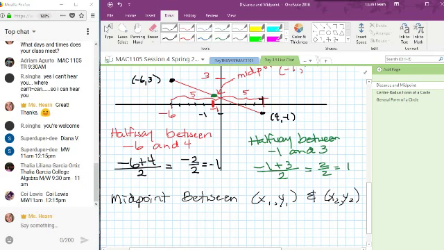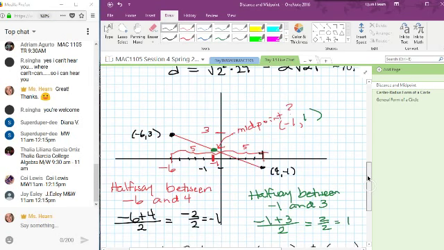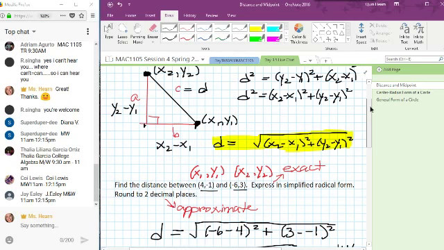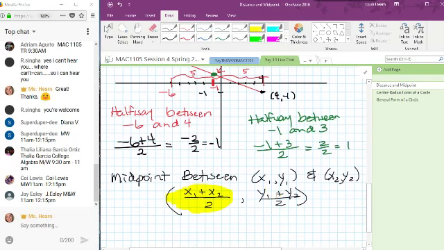Coordinate separately. The x coordinate is going to be the average of x1 and x2, so x1 plus x2 over 2. And the y coordinate is going to be y1 plus y2 over 2. All right, so we've learned so far the distance formula, d equals the square root of x2 minus x1 squared plus y2 minus y1 squared. And now the midpoint formula, where you find the average of the x coordinates and the average of the y coordinates, and those give you your new x and y coordinate for the midpoint.